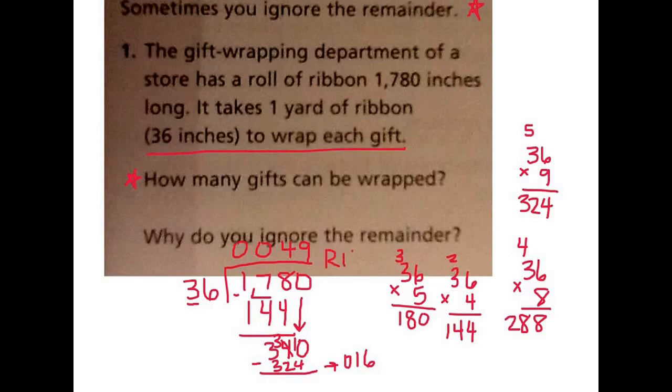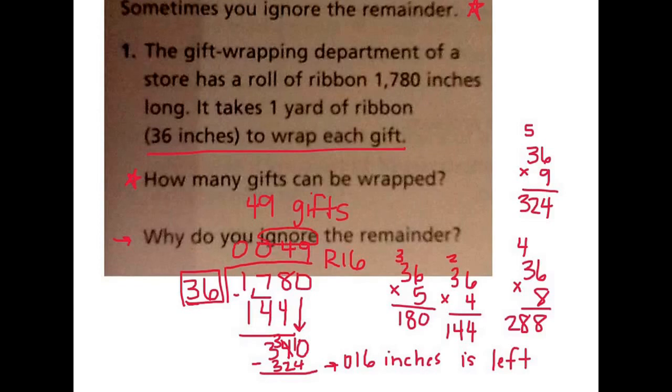The reason that's my remainder is because I didn't have any more numbers to bring down. So I'm only going to use my final quotient of 49 gifts that can be wrapped, because my remainder of 16 would stand for how many inches of the ribbon is left. And remember, it takes a full yard or 36 inches to wrap one gift. So if I only have 16 inches left, I will not be able to wrap any more. In this case, we ignore the remainder and just answer with 49 gifts.